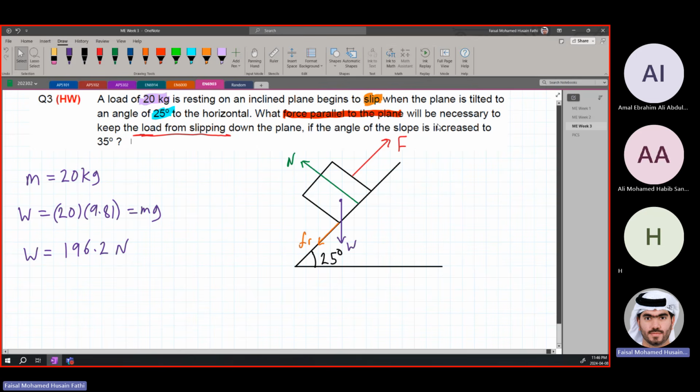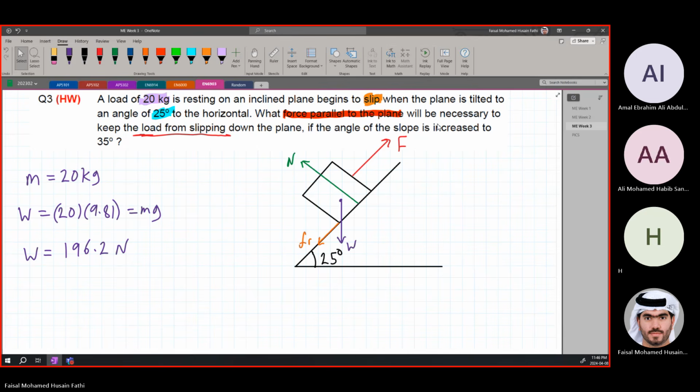I'm trying to think of a way to solve this without mu. We'll get there. Let's start step by step. So we found our weight. Let's break the weight into its components. Again, always the same step. Okay, Wx and Wy. Why am I calling it Wx, Wy? Because my positive y and positive x are in these directions. So plus x, plus y.